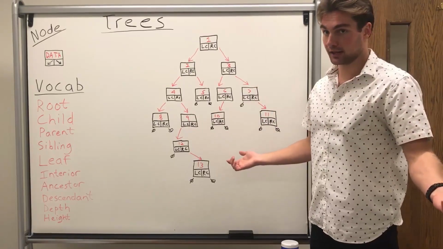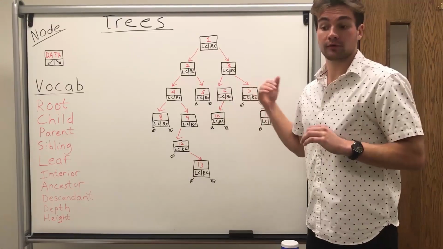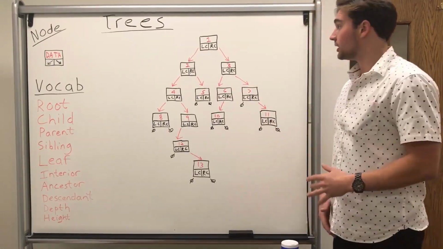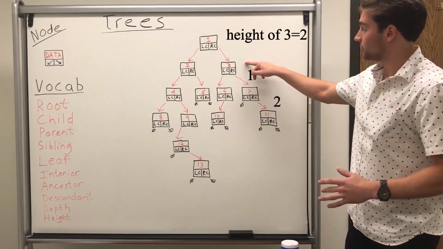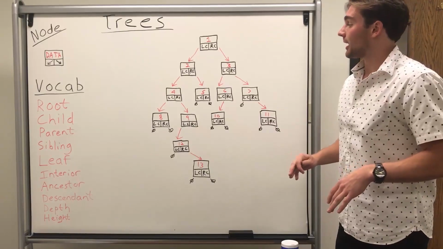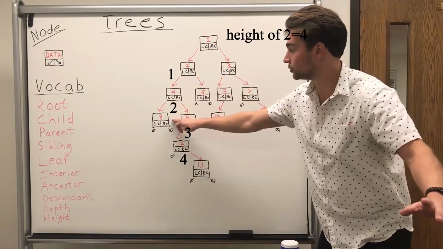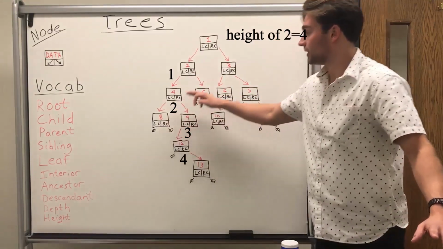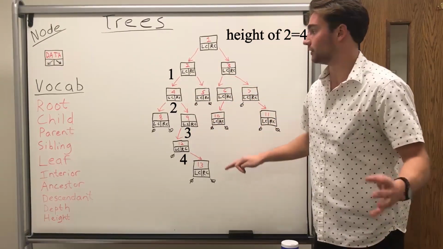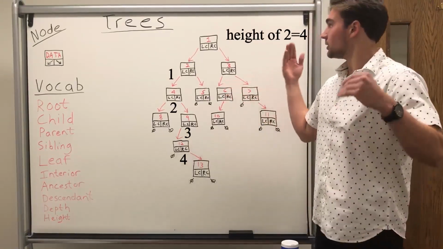Great. Height, on the other hand, is the distance from the node that you're talking about to the furthest leaf, the longest path to the furthest exterior node. So the height of 3 would be 2 because 1, 2 is the furthest. All right. Well, how about we talk about 2? The height of 2 is not 2 to 8, which is a leaf. The height of node 2 is 1, 2, 3, 4 because 4 is a longer path than 2. Therefore, 4 would be the height of node 2.